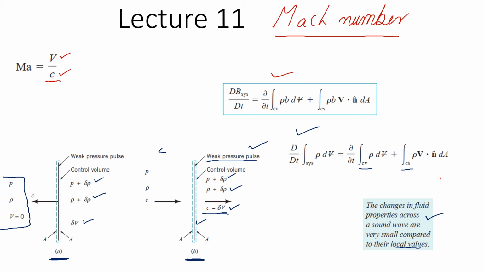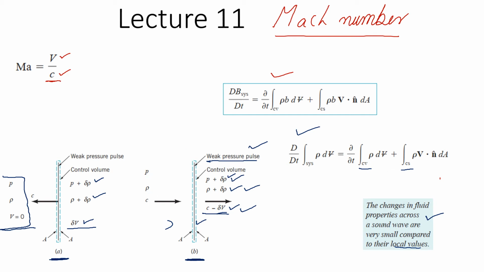In the first case, named case A, the weak pressure pulse is moving in a stationary fluid, and it disturbs a certain region of the flow as it flows through it. Then in the second case, the pressure pulse is flowing in this direction in a flow that is moving relative to it in this direction, and it has again disturbed this flow by amounts P plus del P, rho plus del rho, and C minus del V, while the undisturbed region again has pressure P, density rho, and a velocity equal to the speed of sound.